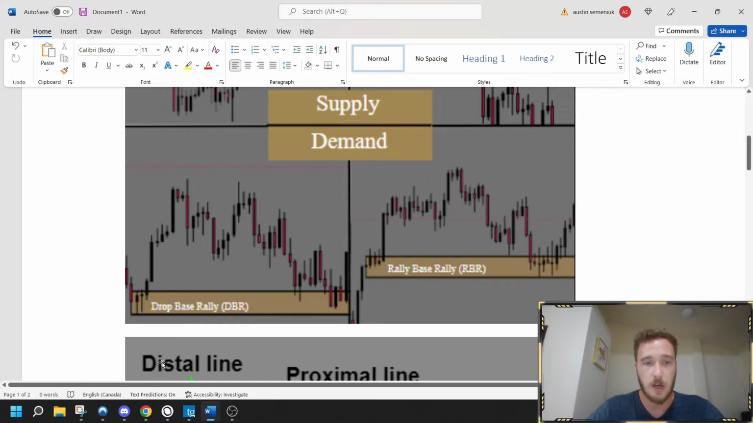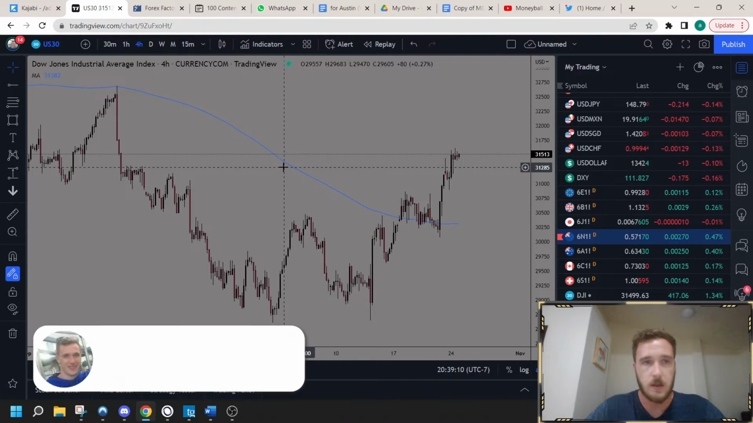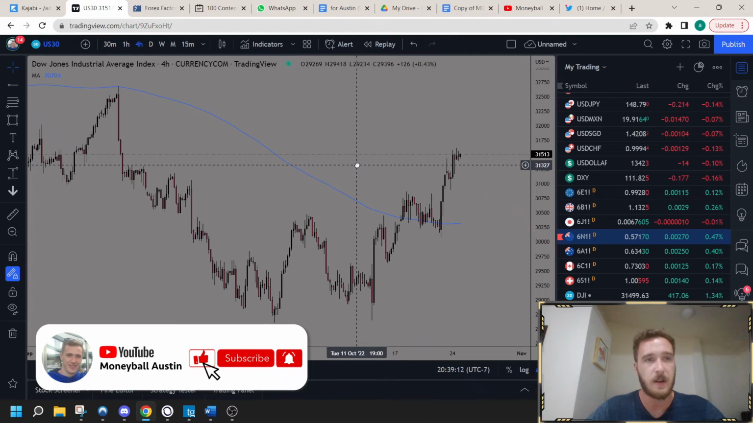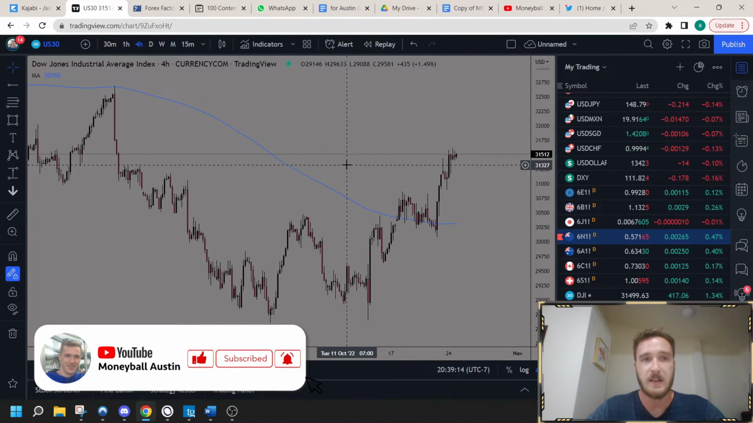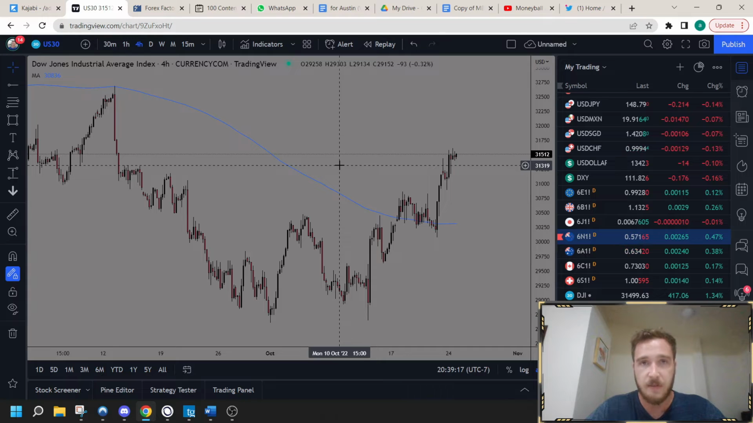Okay, so let's get into the charts. Now, US30, let's look at this one first since I'm on it. Okay, so if we are looking at the 4-hour time frame, and this works for every time frame.